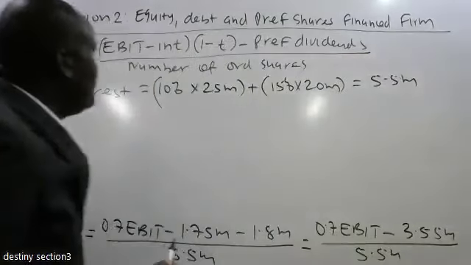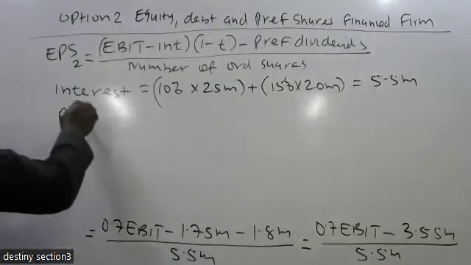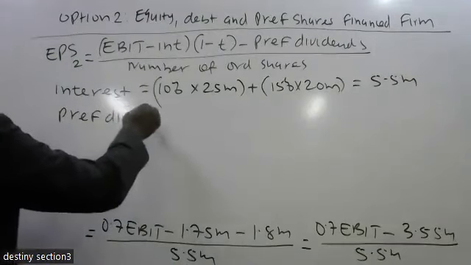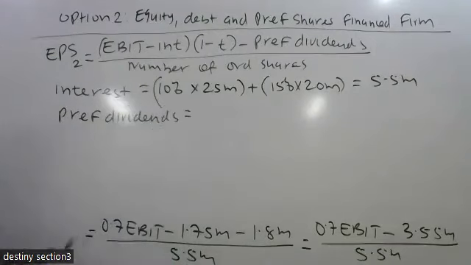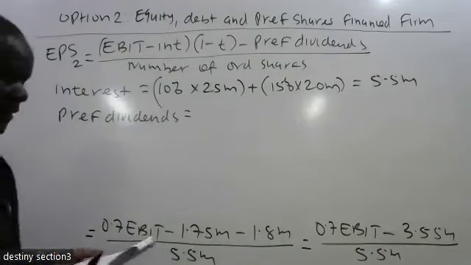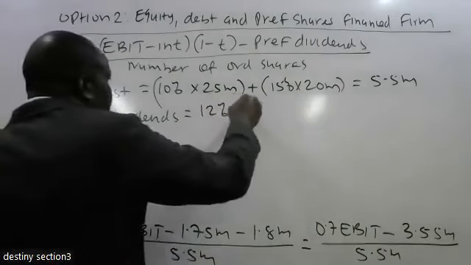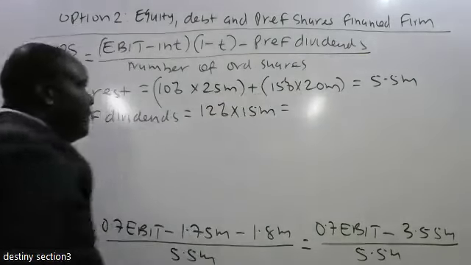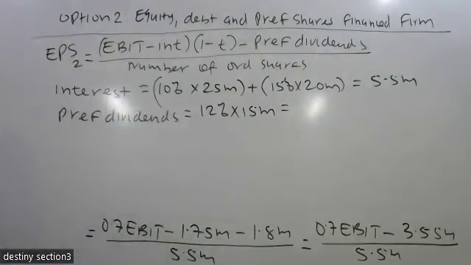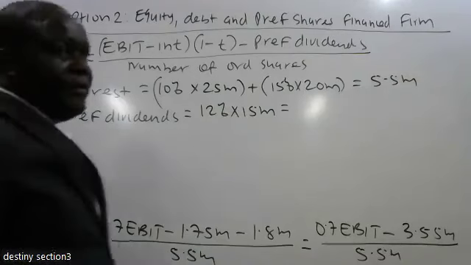Then also compute the preference dividend. Preference dividend has not been affected. You simply get 12% of 15 million. So this should give us it.